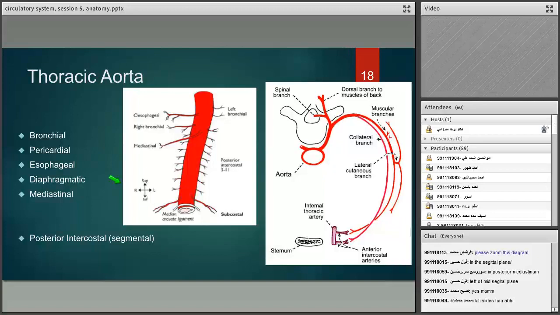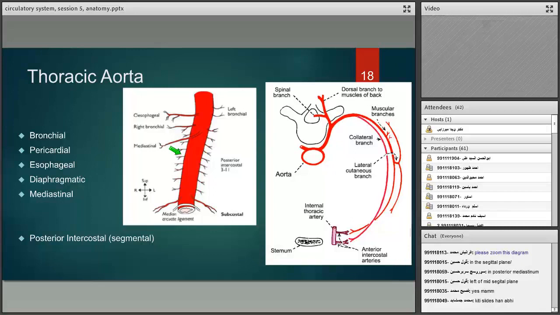The thoracic aorta has some branches. Some of these branches derive from the anterior side of the aorta, and some of them derive from the lateral side of the aorta. Which branches are deriving from the anterior side?